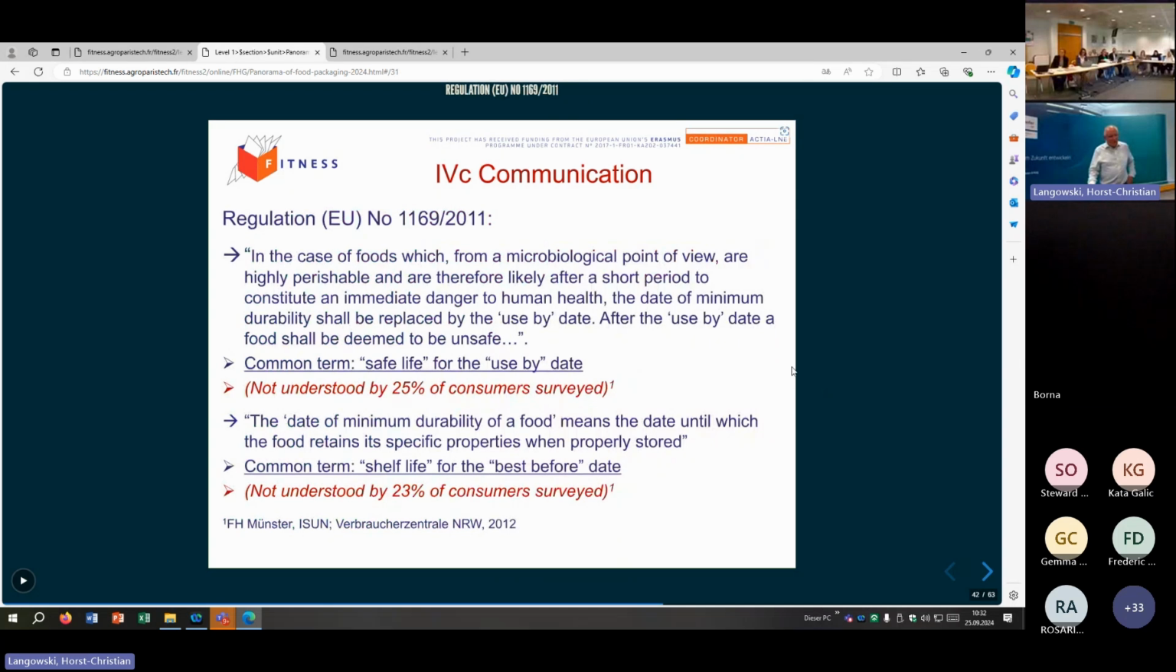So, just to clarify, and these are the regulatory formulations, we talk about the use-by date, which is for foods which are microbiologically sensitive. And if you use a product after the use-by date, you may run into severe trouble, especially when you're dealing with meat in a vacuum package or in a can. You may even die.